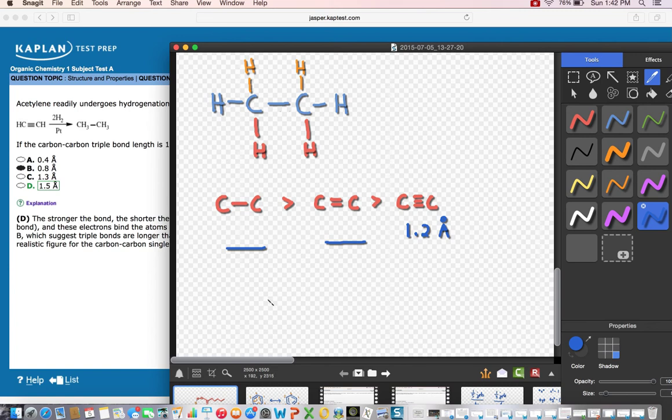1.5 is the best answer because if this were 1.3, it would leave very little room for the carbon-carbon double bond. So 1.5 is the best answer. What you definitely should be able to do is to eliminate A and B right off the bat.